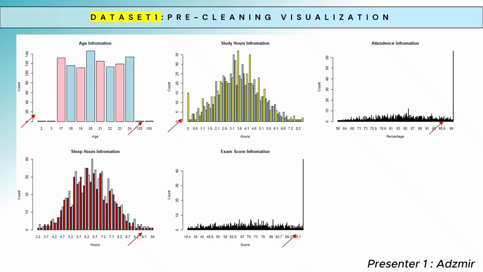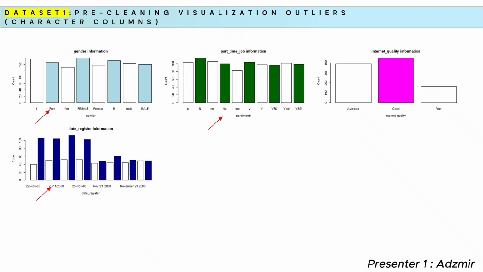In dataset 1, among the numeric columns, we find anomalous data such as age being 2, 3, and up to 120 years. There are also sleep hours of more than 24 hours, and so on. Several character columns have inconsistent entries. The date format also needs to be standardized. Then the same process applies to dataset 2.